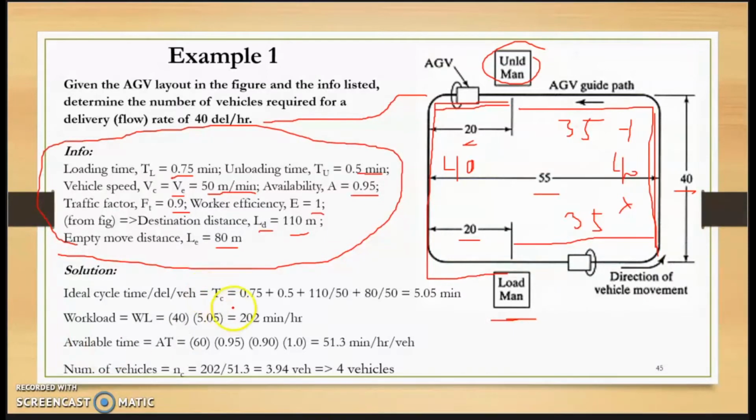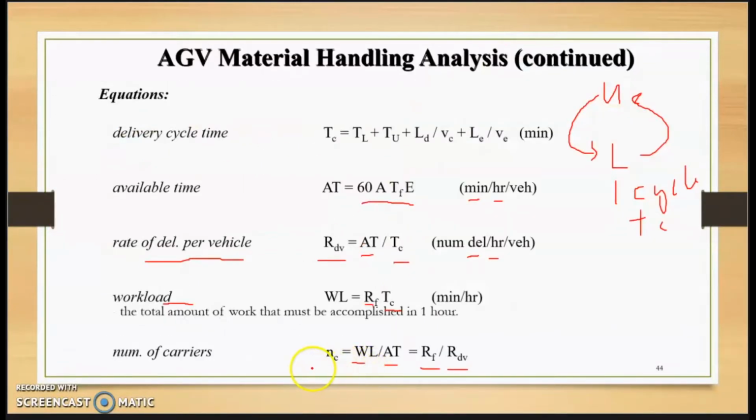Okay. So now we have all the formulas and all the information. Now, how can we determine the number of vehicles? We go back to the formulas. To determine the number of vehicles, we need to use this formula. We need to find the workload and the AT, the available time. The workload is given by the formula RF times TC. So we need to find the TC. TC is equal to this formula.